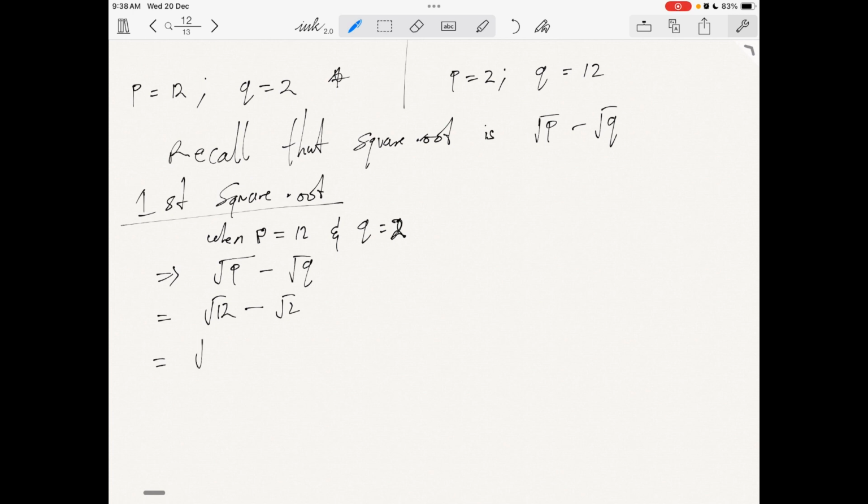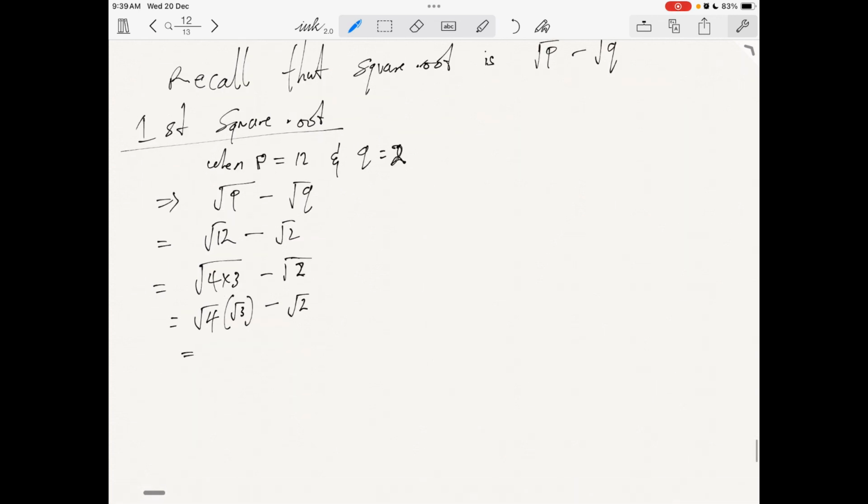Now root 12 can be further reduced. Since we know that 12 is 4 times 3, minus root 2, and if you follow the law of indices that we have established from the beginning, then we realize that 12 can be broken down to 4 by 3, and that will be root 4 multiplied by root 3, and root 4 is 2. So we have it to be 2 root 3 minus root 2.